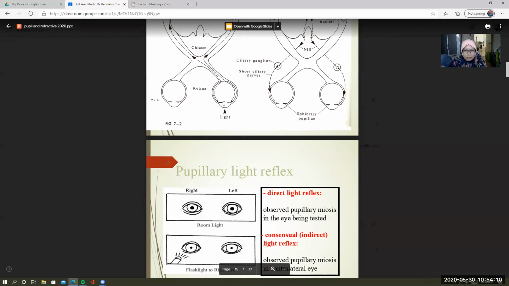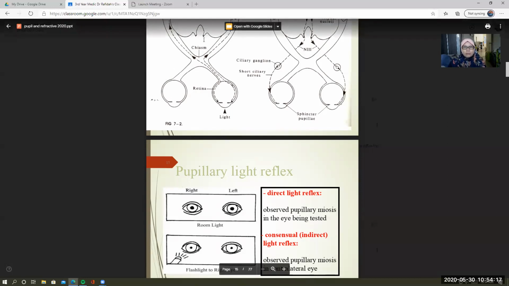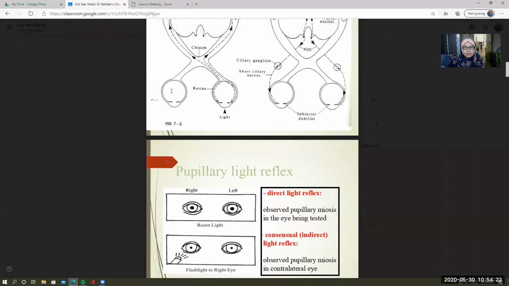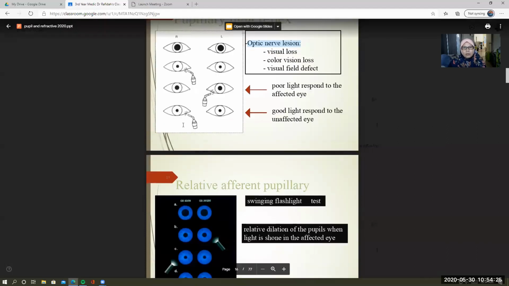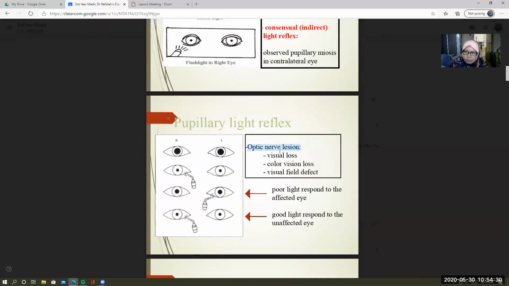So you shine here, it constricts 100%, but when you shine here, it will be half dilated because of the delay of the impulse going from the front to the back. Then you come here, and it will be normal again. You come here, it will be abnormal again. So that's how you test optic nerve function. If both optic nerves are normal, then you should have equal constriction in both. But if one is not normal, you shine the other eye, and it suddenly dilates like that. Then you come back here, and it constricts again.